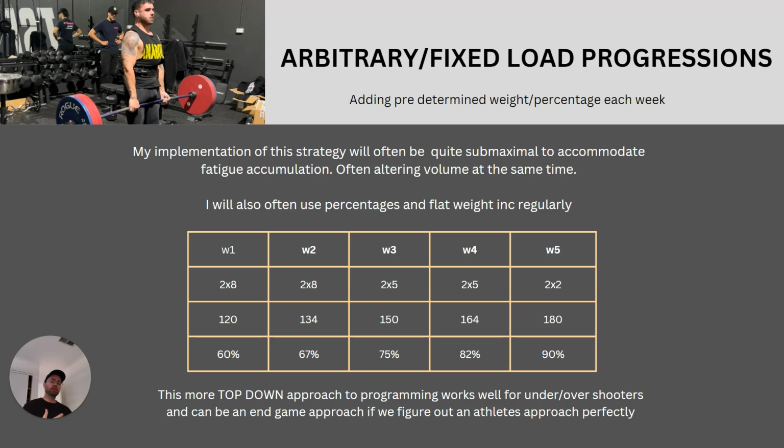This is what we refer to as a top-down approach to programming. It's basically like, here's the system, follow it, right? It is great because it takes a lot of the guesswork and thinking out of the program, but that is also a net negative. It's going to be harder for you to learn how your body responds to things when you're not actively interpreting your own training. So this works really well if you're an overshooter or undershooter.